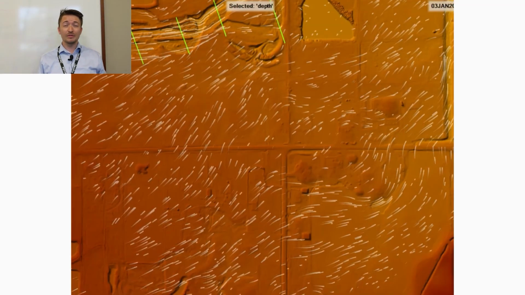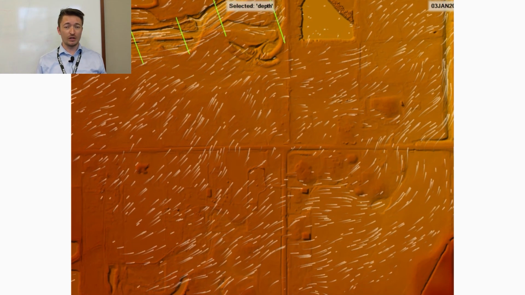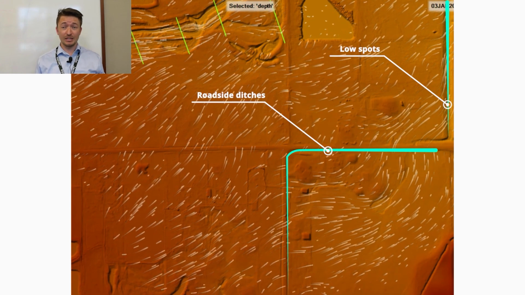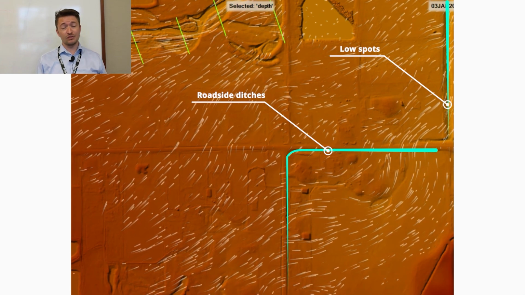Trick number 2 is pay attention to the terrain. If you allow water to flow into a low spot like a canal or a roadside ditch, but don't allow for that water to drain, you'll get a large surcharge in that location.